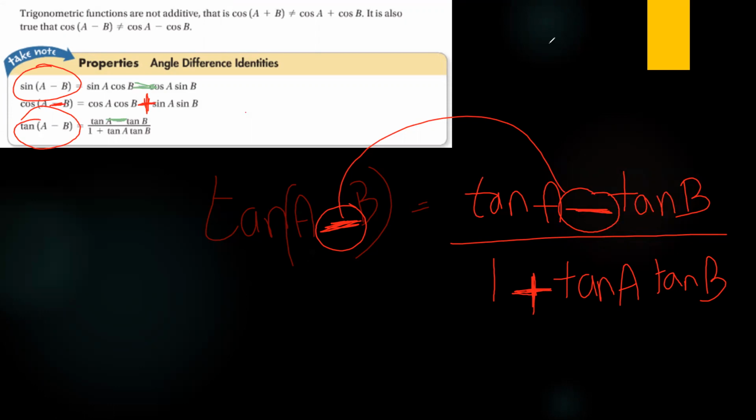So let's remember the identities. Sine of A minus B is sine A cosine B minus cosine A sine B. Cosine of A minus B is cosine A cosine B plus sine A sine B. And tan of A minus B will be tan A minus tan B over 1 plus tan A tan B. Let's now have an example.